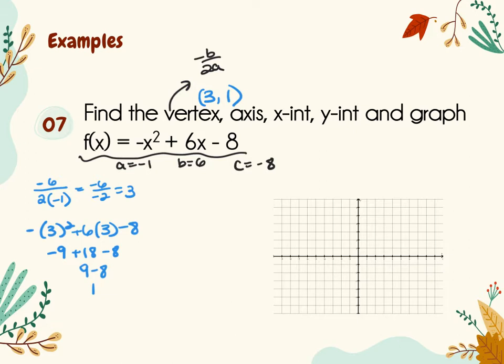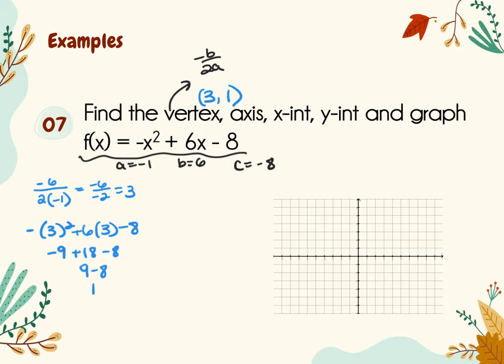Negative 9 plus 18 should give you positive 9, right? And then minus 8 is positive 1. And the 3 was the x coordinate of your vertex. So the vertex itself is the coordinate point.